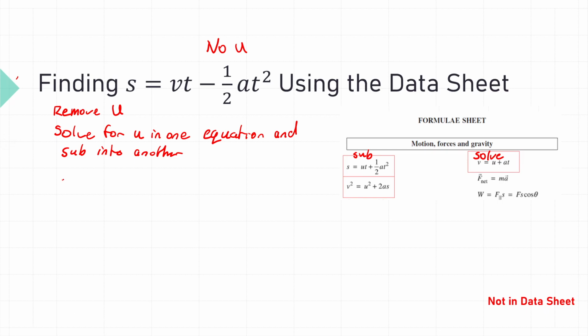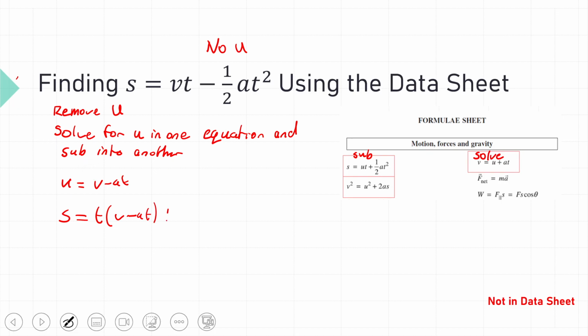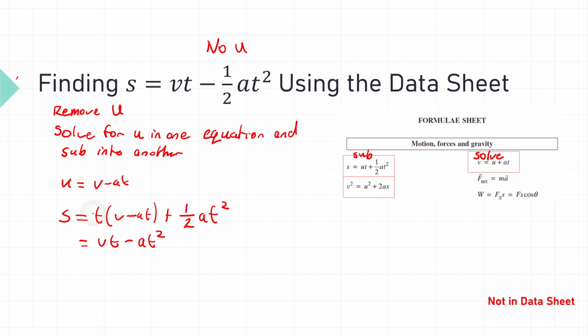So I'll solve first. That one's pretty straightforward. It is u equals v minus at. Then I can sub u, in other words v minus at, into the u part of our second kinematic equation. So that's going to be s equals t times (v minus at), in place of our ut term. And we're going to add on, as always, our half at squared. Now, expanding our brackets, that gives us vt and minus at squared. We can then add on again our half at squared.